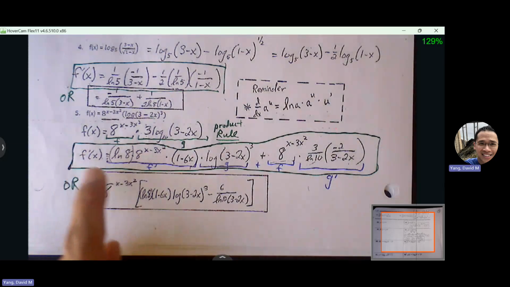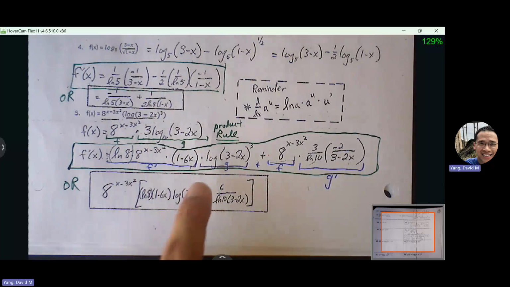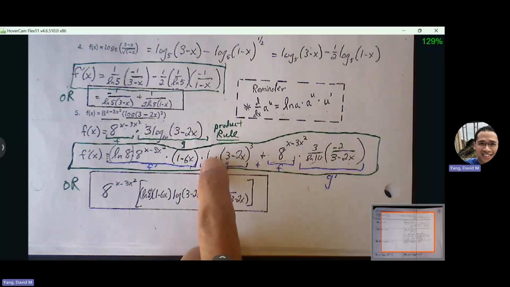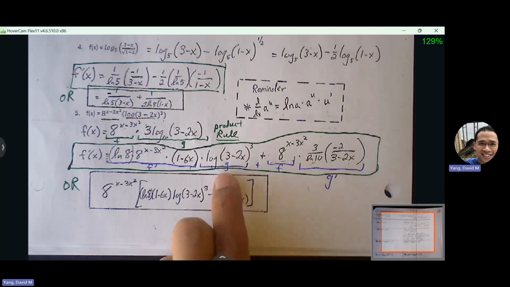Now for your g portion here, you can either have that 3 up as an exponent or brought down as a coefficient. Doesn't really matter.